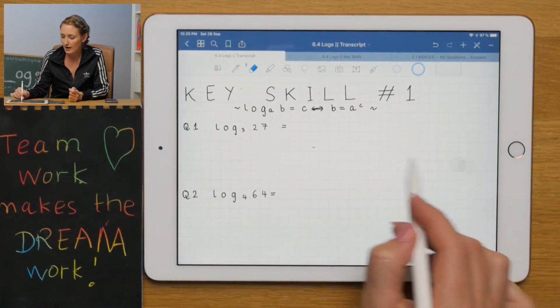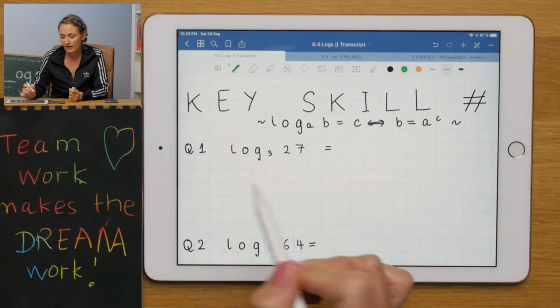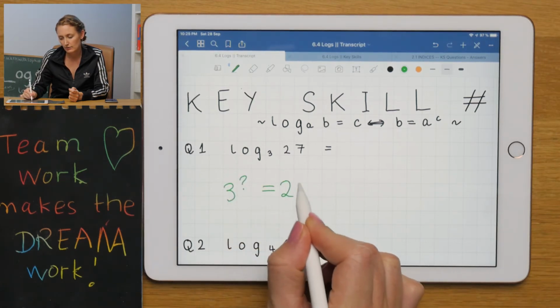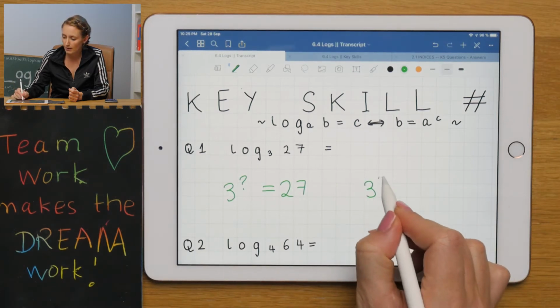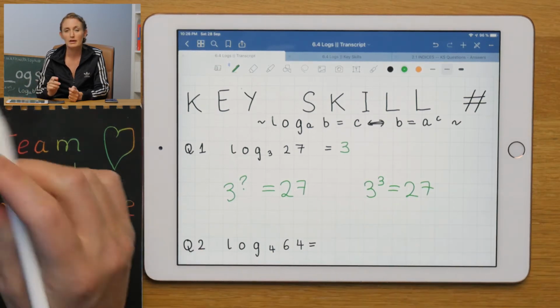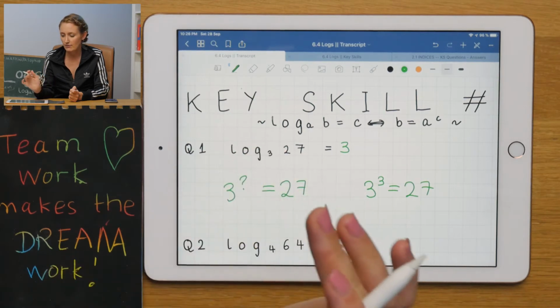So if I wanted to answer this question here, what I would effectively need to ask myself is, which power of 3 gives me an answer of 27? So that is 3 to the power 3 is 27. Think about it: 3 times 3 is 9, times 3 again is 27.